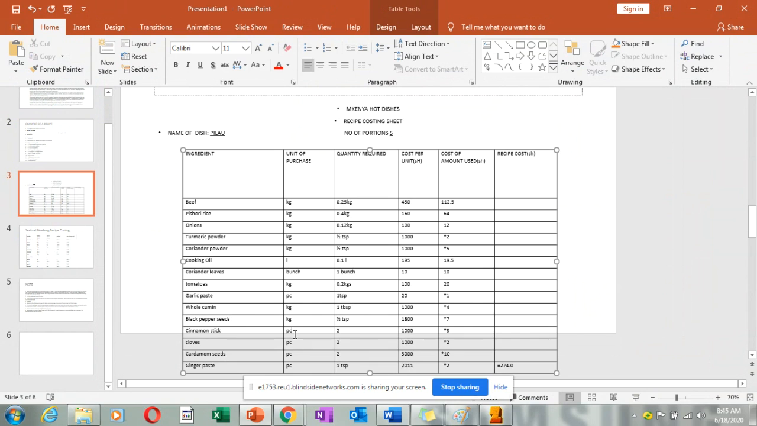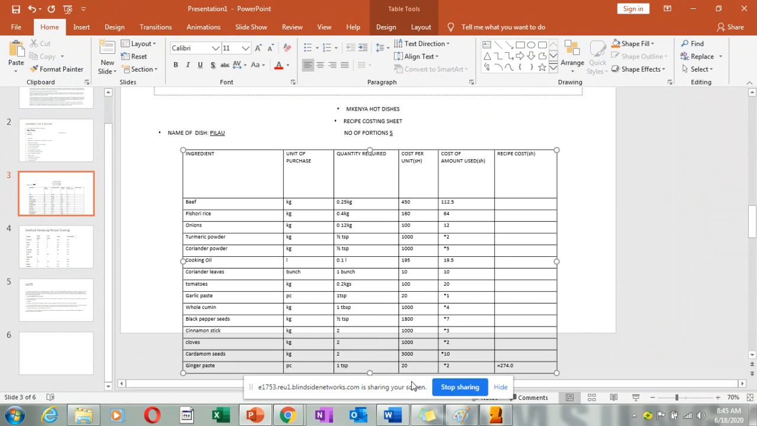Oh my gosh, all right, I think there's a problem there with the prices for cinnamon stick, for cloves, and for cardamom seeds. And then, of course, we have ginger paste there. And of course, the price for it is not 2,000 but 20 shillings per piece. And the same for garlic, 20 shillings.